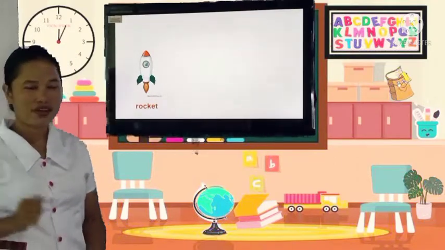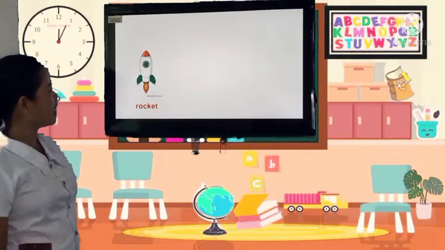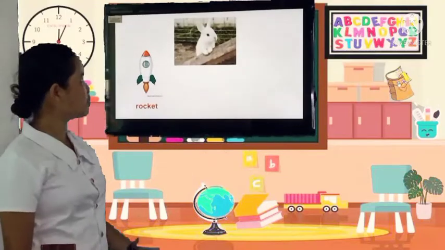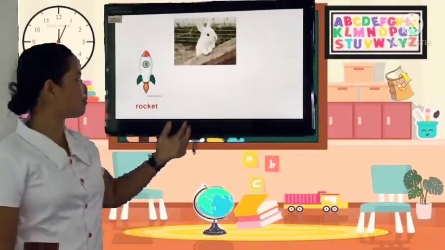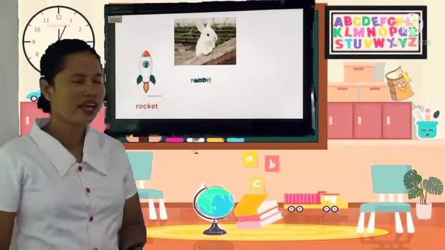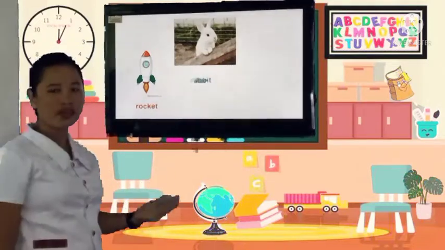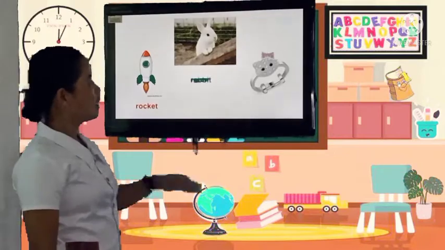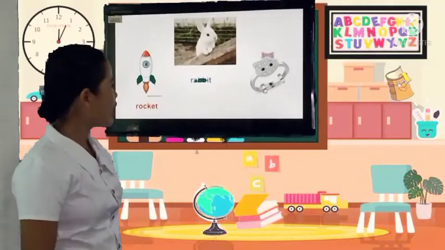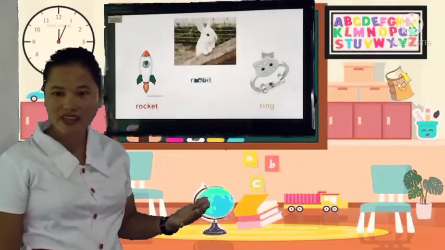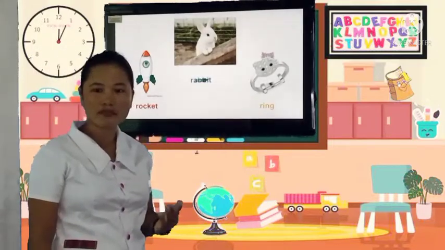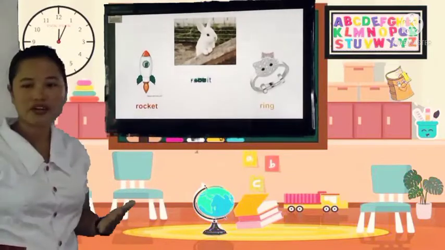R. Okay. So, next, what's this one? Rabbit. Yes, it's a rabbit. Rabbit starts with letter R. And the sound of R is? R. Yes, very good. Next is this one. What is this one? Ring. Yes, it's a ring. And ring starts with letter R. And the sound of letter R is? R. Okay, very good.